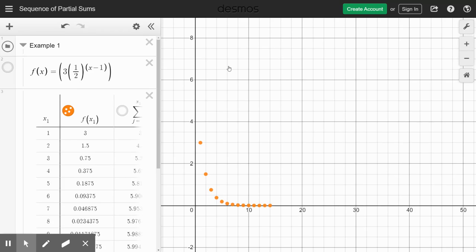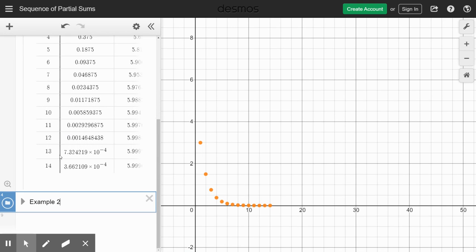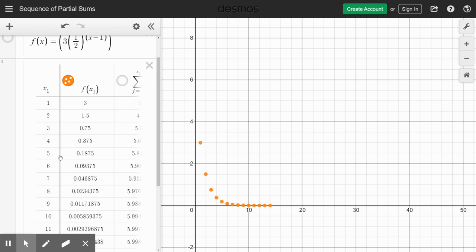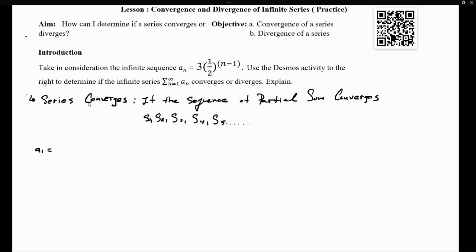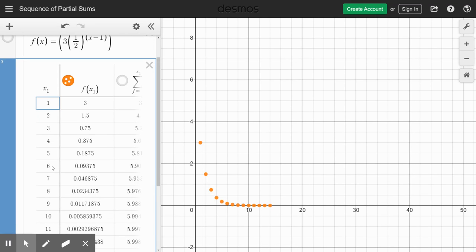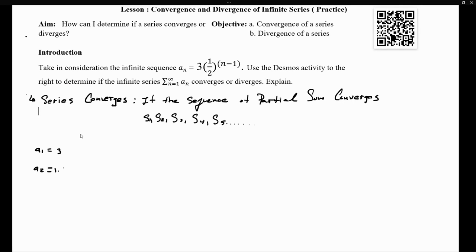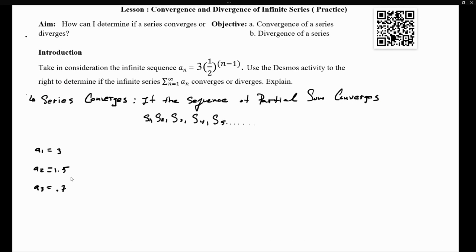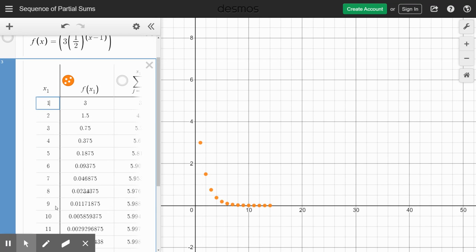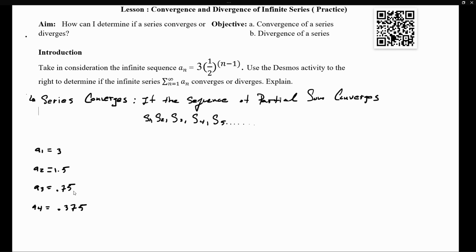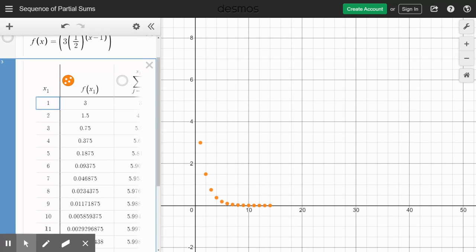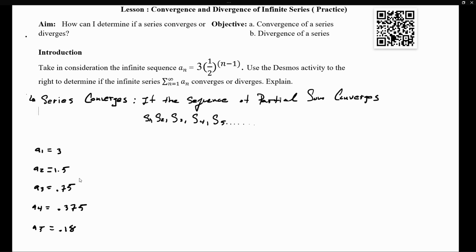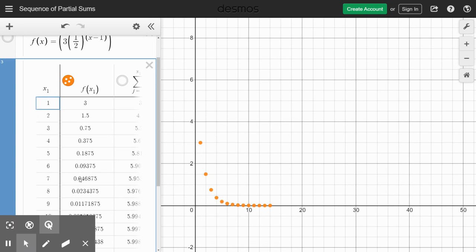Here, what it's stating is that my first term has a value of 3. My second term has a value of 1.5. My third term in the sequence has a value of 0.75. My fourth term has a value of 0.375. My fifth term, we're just going to go all the way to 6, is 0.18. And lastly, my sixth term has a value of 0.09.